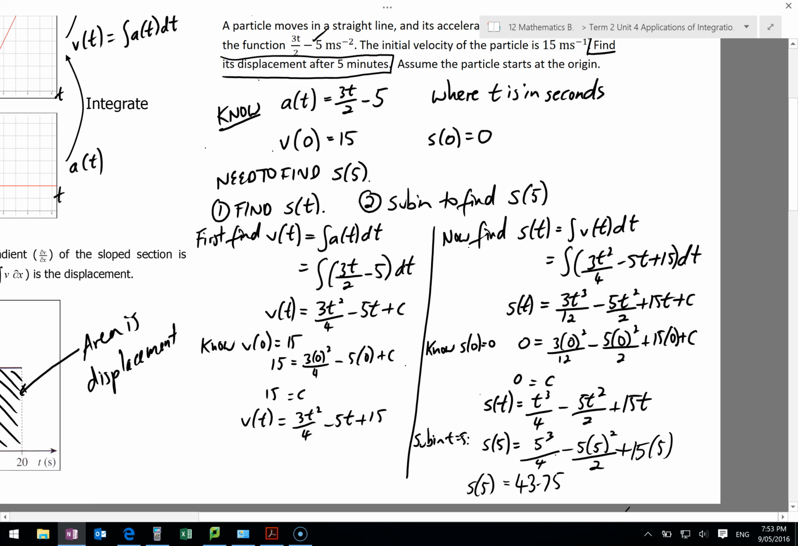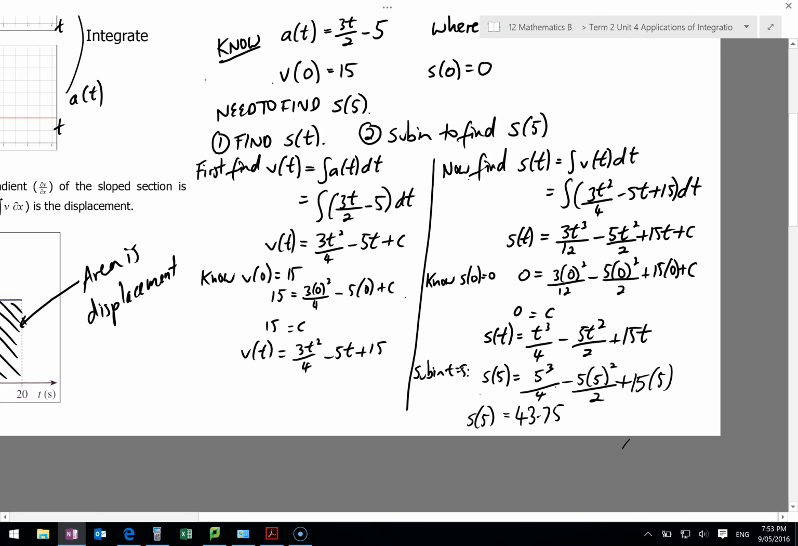So I'd write some statement like the particle is 43.75 meters away after 5 minutes.